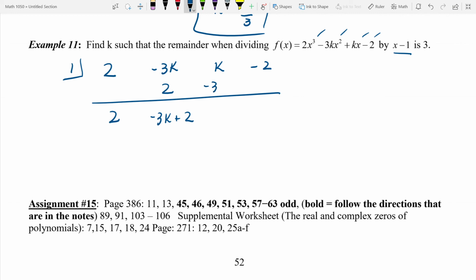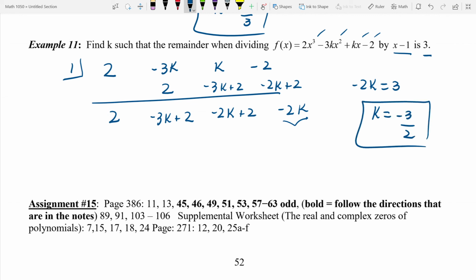Times 1 is still negative 3k plus 2. 1k minus 3k is a negative 2k plus 2. Multiplied by 1 is a negative 2k plus 2. Combine those, the 2's cancel, and you get a negative 2k. That's your remainder, but the remainder is supposed to be 3. So take your remainder, set it equal to 3, and divide, and you get k equals negative 3/2. That's it.